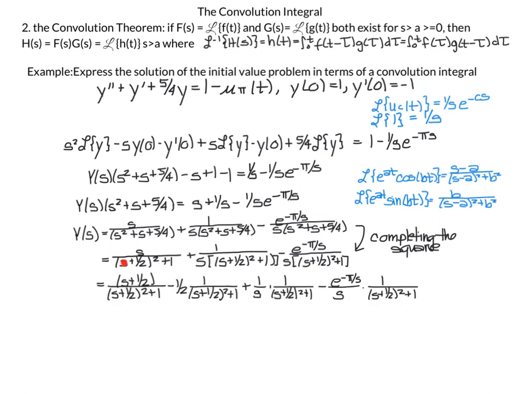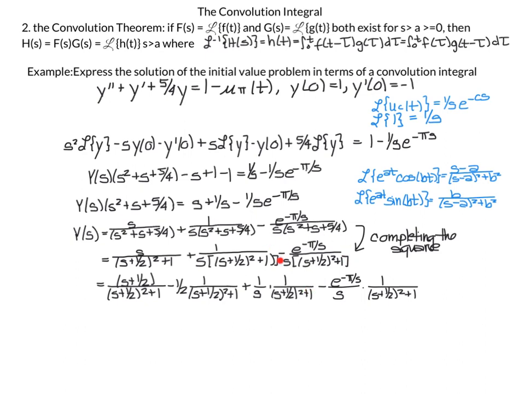For my first term, then, I said I wanted to get it into the form of s minus a over s minus a squared plus b squared. So I'm just going to go ahead and throw in the 1/2 here. But in order to do that, I need to subtract a 1/2. So this is what this term is right here. It's my subtracting the extra 1/2. This term, I just separated out the 1 over s from the 1 over s plus 1/2 squared plus 1. So I know how to take the inverse Laplace transform of 1 over s, and I know how to take the inverse Laplace transform of this form here, this b over s minus a squared plus b squared.